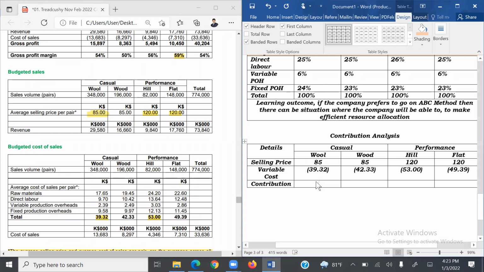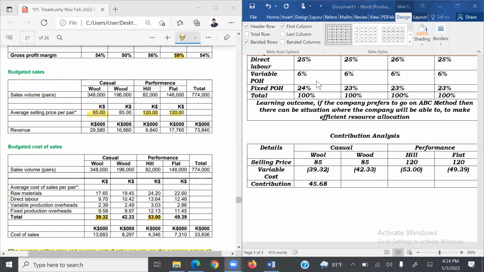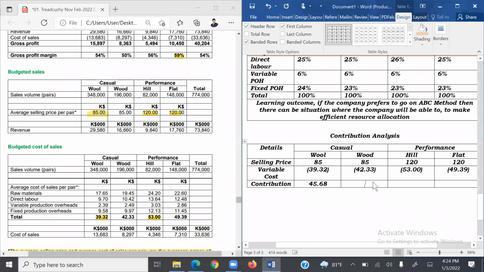So let's work on and finish the other one. 45.68. Wood. What is the contribution for wood, students? Waiting for your response. Can someone tell me, students? So the contribution of the wood is 42.67. So I'll write down here 42.67.